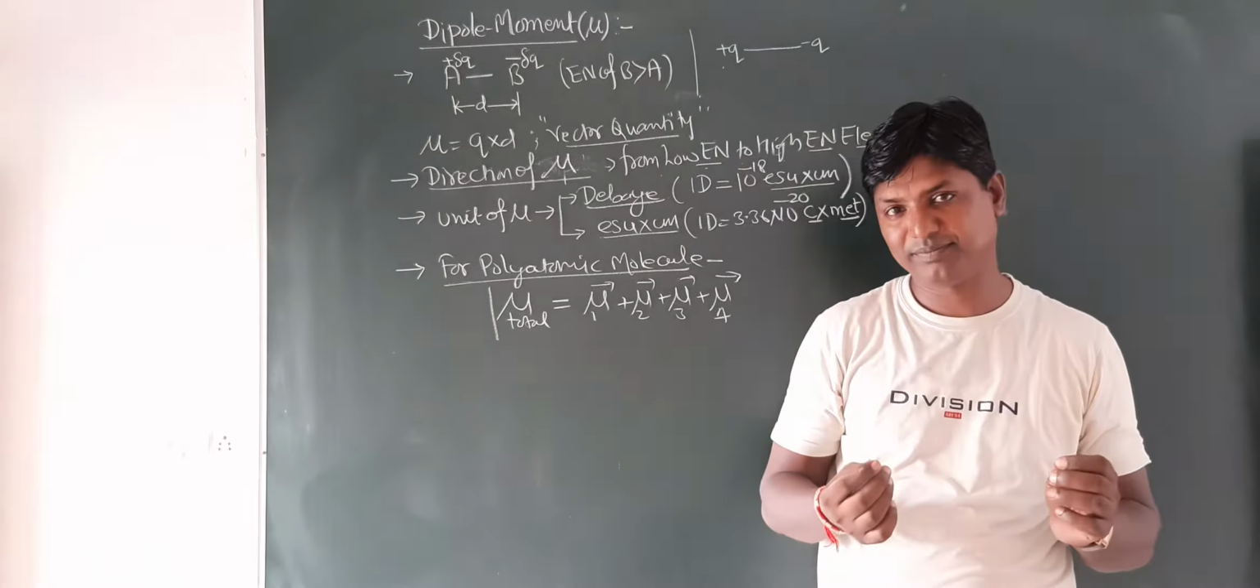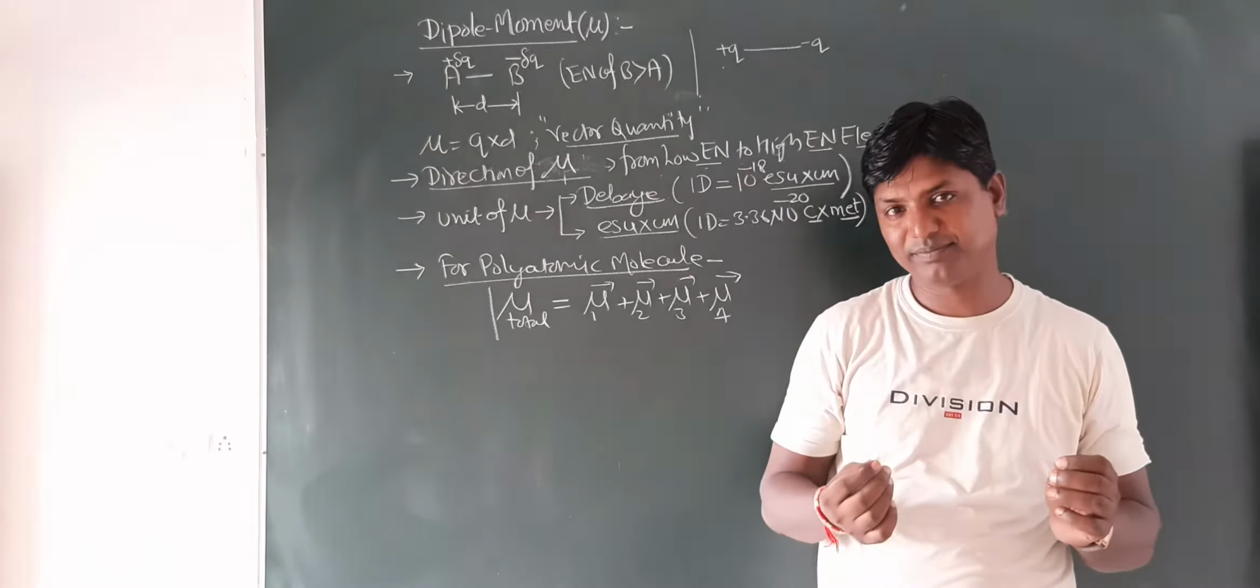Okay. In the first case, if theta is equal to 90 degrees, then cos 90 degrees becomes 0. So how to find the magnitude when mu1 and mu2 are equal.